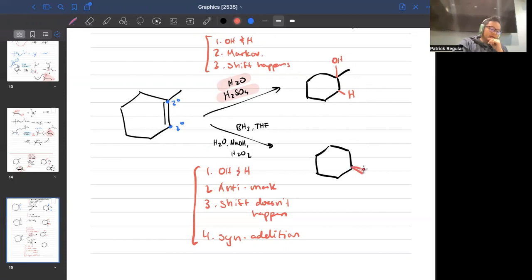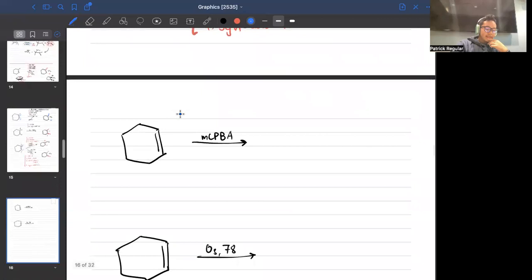Syn addition of our OH and our H. Then let's not forget about that methyl group that was over there. All right. Notice the OH went to the least substituted carbon. The H went to the most substituted carbon. Syn addition. That's all we do. All right. Let's move on.